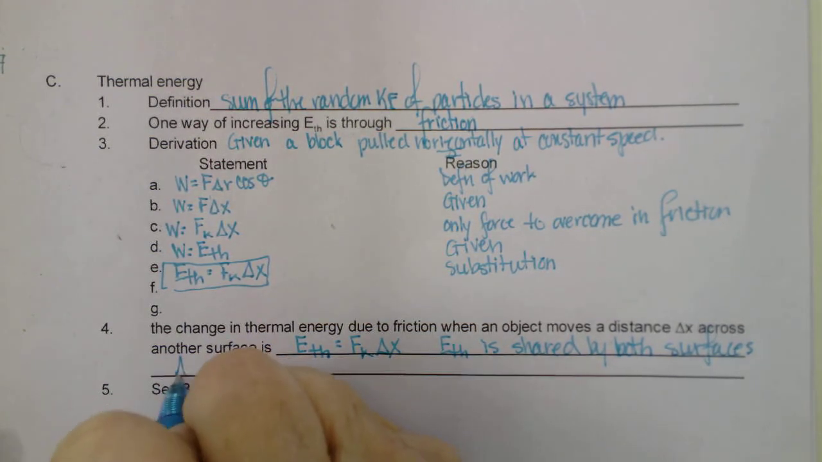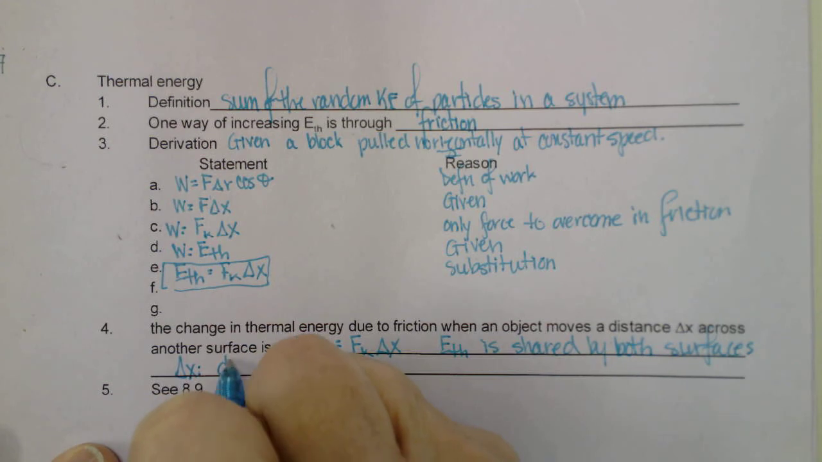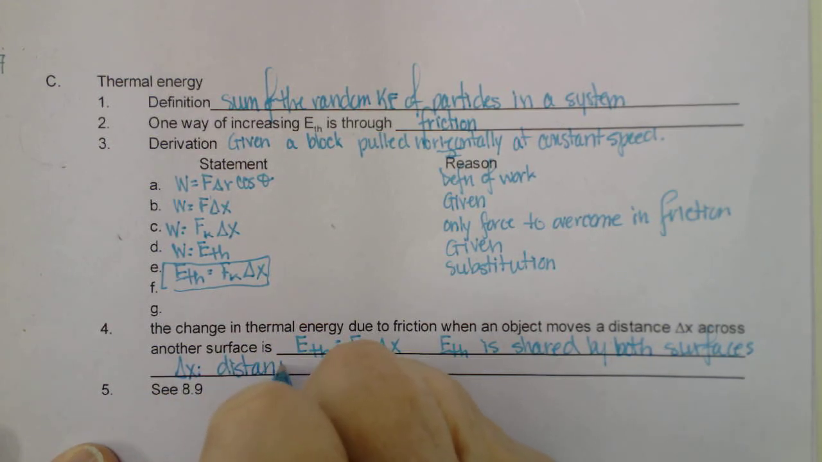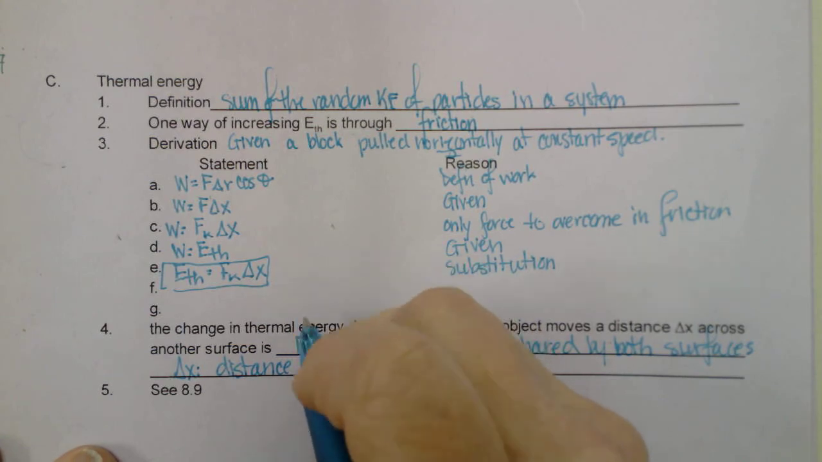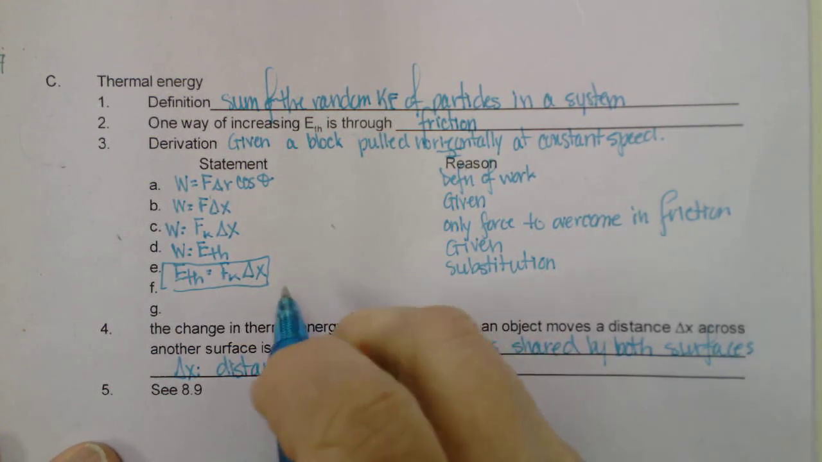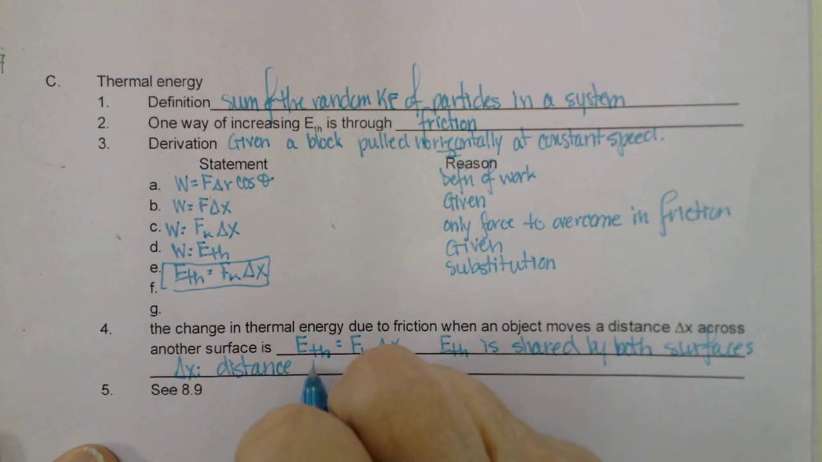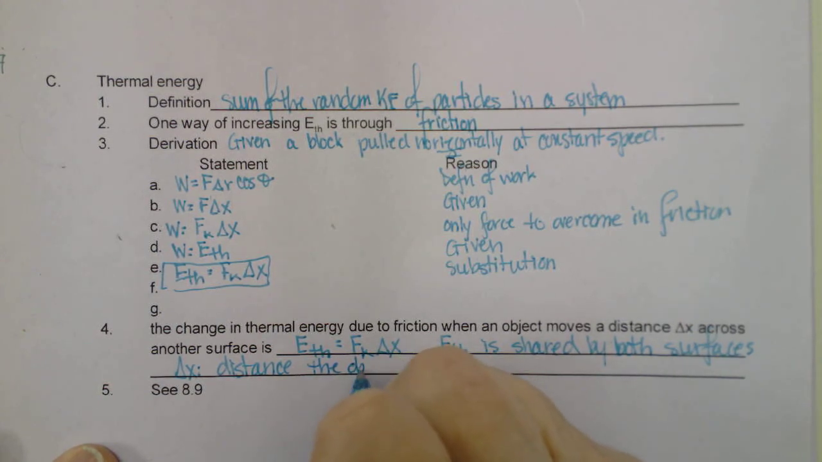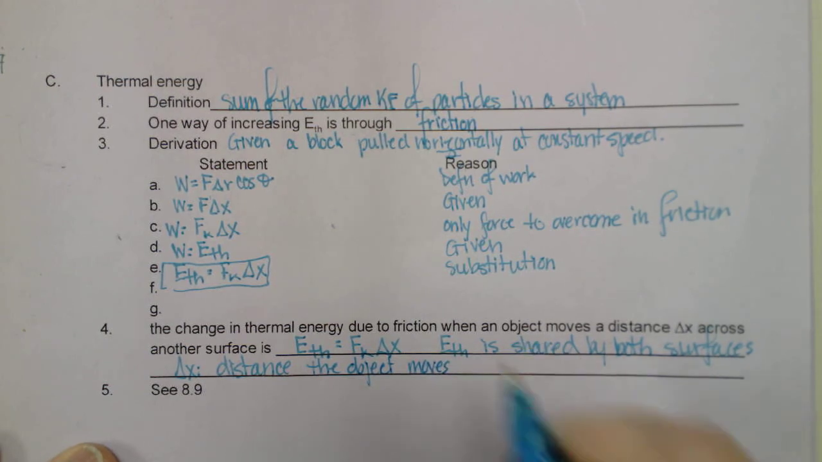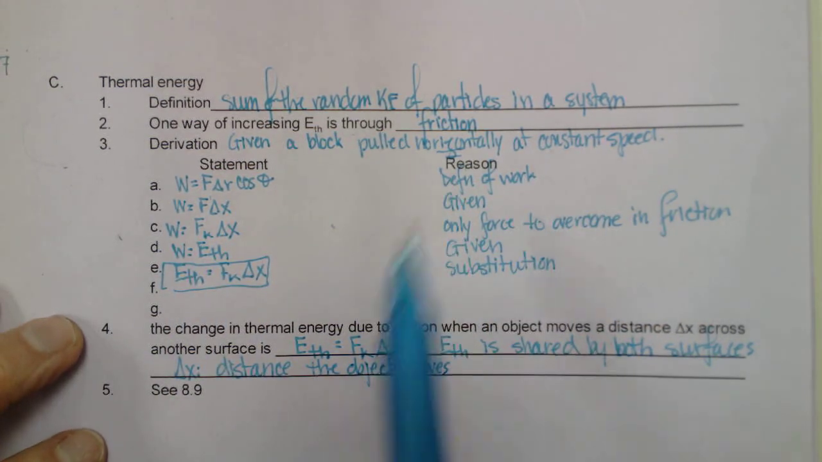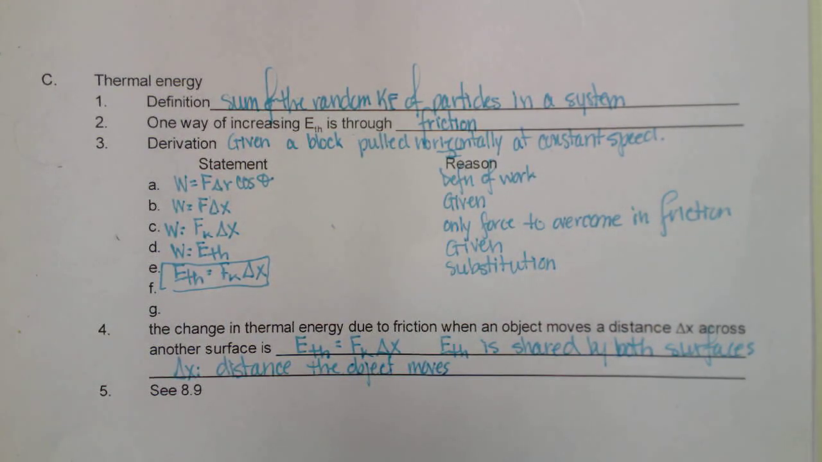And delta x is the distance the object moves. Doesn't matter what direction it's moving in. It can be moving up a slant, it can be moving horizontally, but delta x is the distance the object moves. For the interest of our derivation, we made it horizontal, but it does not have to be horizontal in our problems. All right, so let's go ahead and look at 8.9 to see how we're going to throw this together.